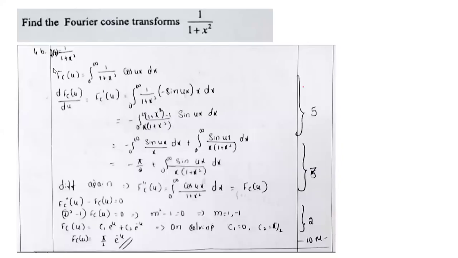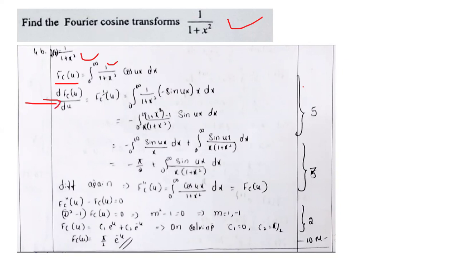So another question. Yes, kindly note down. Find the Fourier cosine transform of 1 by 1 plus x square. You know, this is the given function. The formula of the Fourier cosine function, I'll be writing like Fc of u, integral 0 to infinity f of x cos ux dx. f of x is 1 by 1 plus x square. Now, you have to simplify it. So, you can use the simplification method.